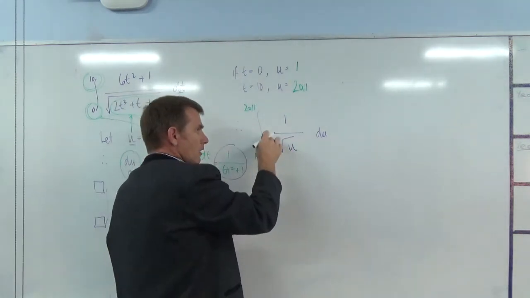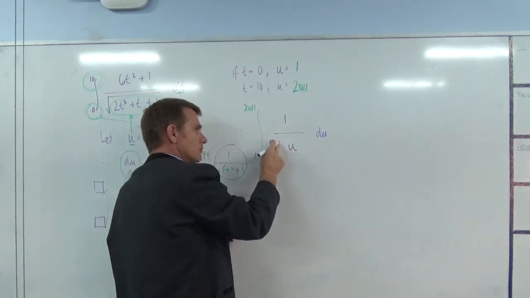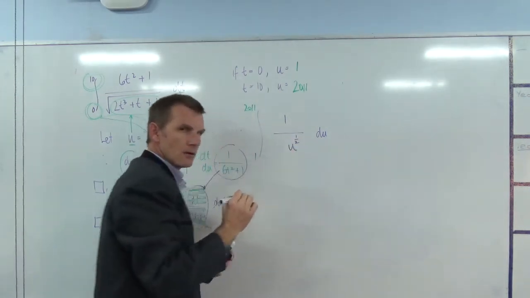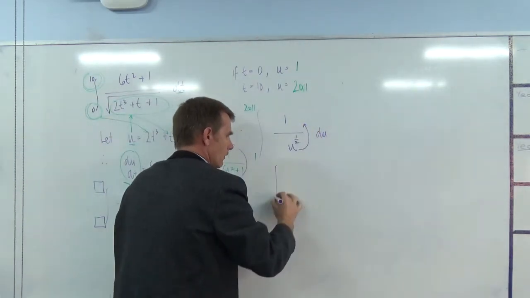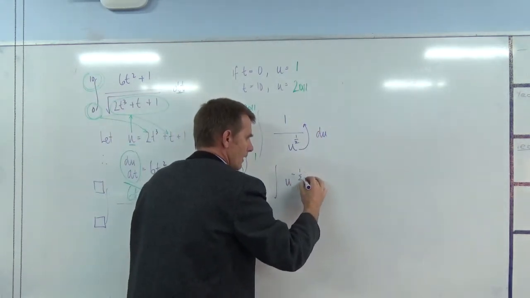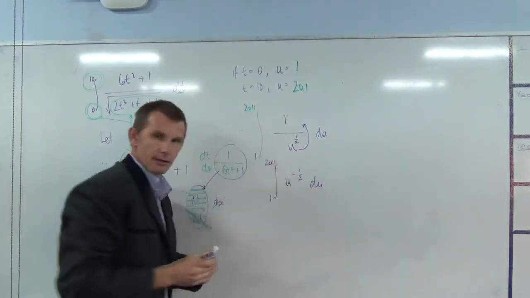So I might tidy this up a little bit. Instead of using the square root sign, I'm going to change that to a half. And actually I'm going to change it a little bit more because I'm going to bring it to the top line and write integral of u to the negative a half du between 1 and 2011.